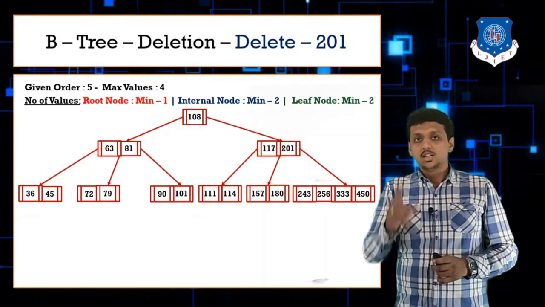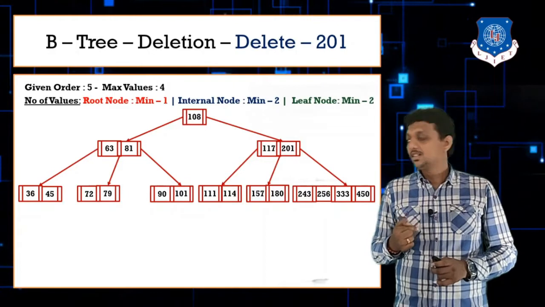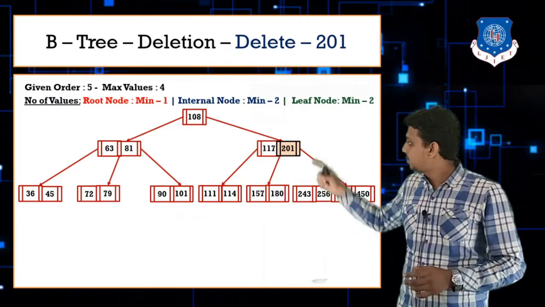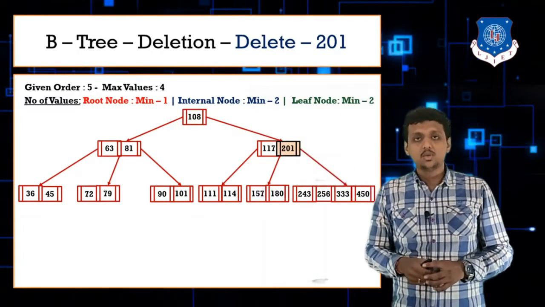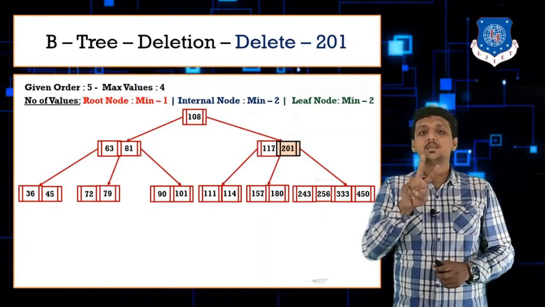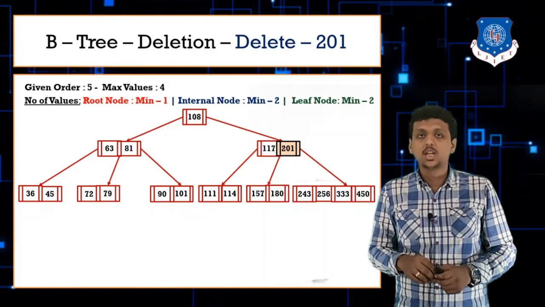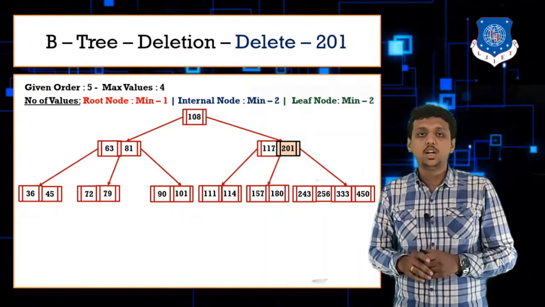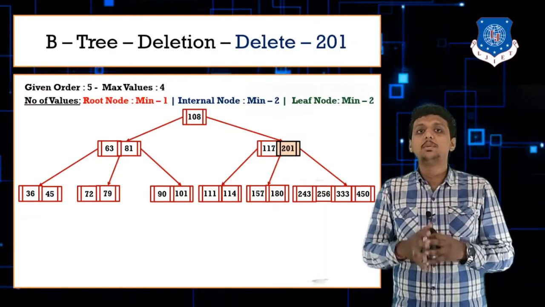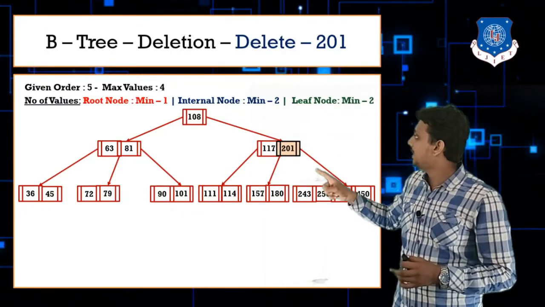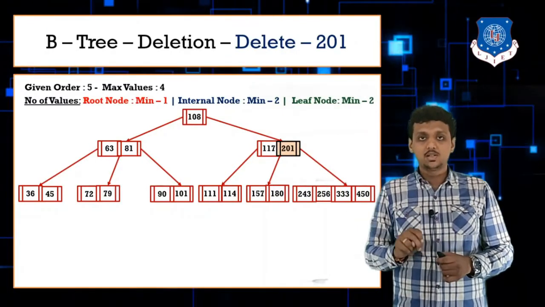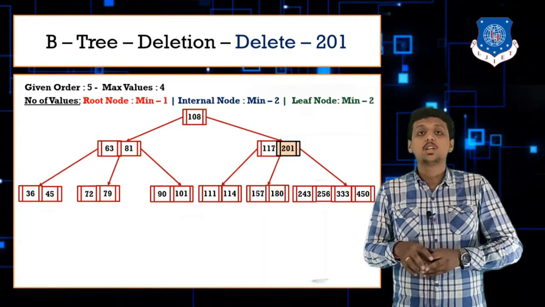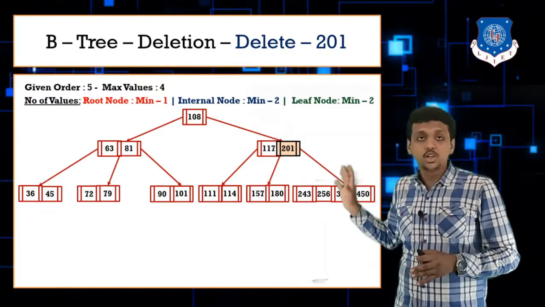Okay, students, if I want to delete 201, that means it is situated at an internal node. See, I'm just highlighting 201 over here. So my 201 node is there. That is an internal node. So this becomes my case number 2. So tell me, if I am going to delete 201 from that internal node, then what happens? It is violating the B-tree rules, because an internal node must contain minimum 2 values. So if I am just removing 201 from that node, then 117 becomes alone. So it is not right according to the B-tree rules.